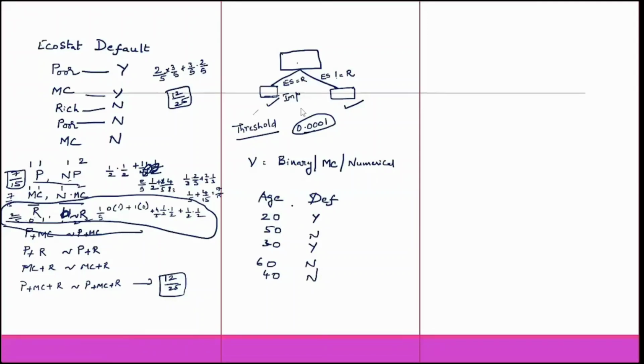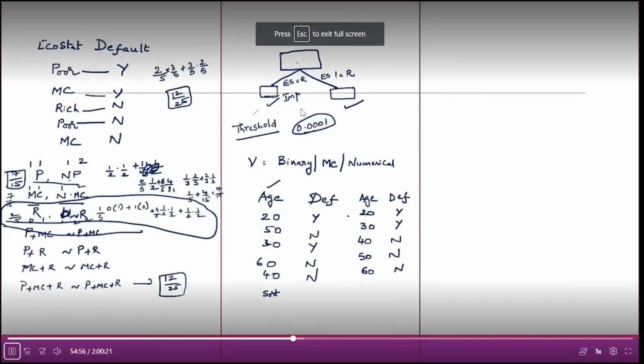So what we generally do when there are numerical values is first sort this data on the variable. So age and default. So we'll sort this data. So age 20, yes. Age 30, yes. Age 40, no. Age 50, no. Here it is looking very straightforward. Age 60, no. So what we generally do is, after everything, we put a cut.